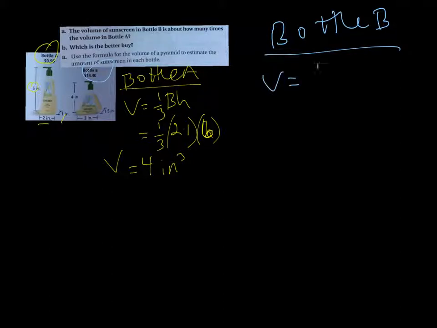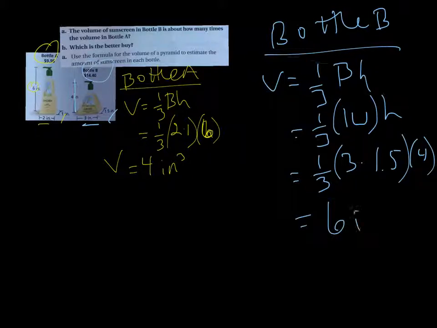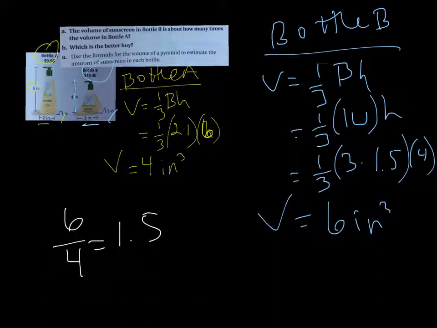Okay. Now for bottle B, we do the same thing. Volume equals 1/3 big B times height, 1/3 length times width times height. And we have 3 and 1.5 there. 3 times 1.5. The height is 4. And when we multiply all that, we get 6 inches cubed. So the volume of sunscreen in bottle B is 6 inches cubed, and in A, it's 4 inches cubed. So if we divide 6 divided by 4, we get 1.5. So that tells us that bottle B is about 1.5 times the volume in bottle A.